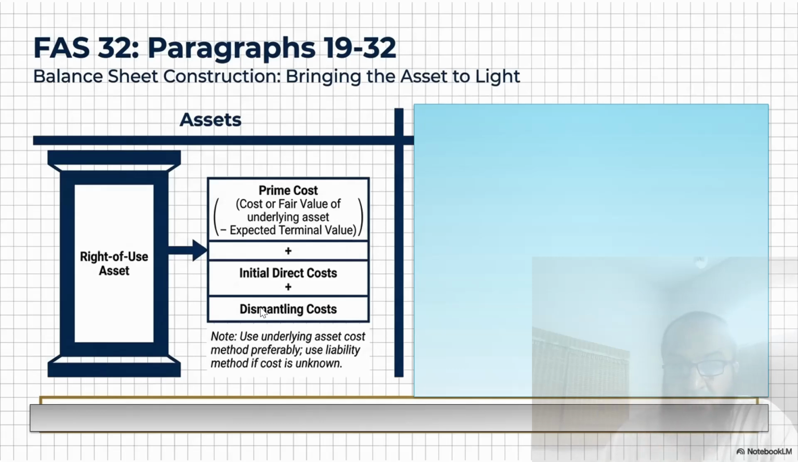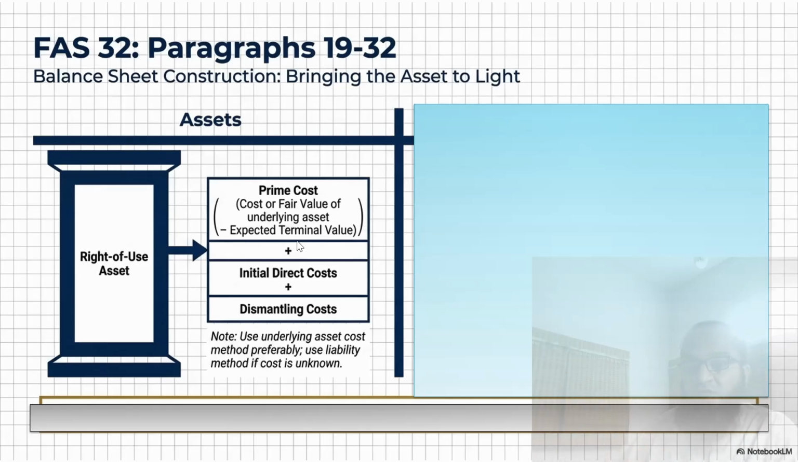Now the liability. There is one important thing: use the underlying asset cost method, which is the cost method. Preferably use the liability method if the cost is unknown. Sometimes the cost of the asset is not known, so then you have to use the liability method. It means the value of the asset will be derived from how much I am going to pay for the lease, and then the present value of those payments.